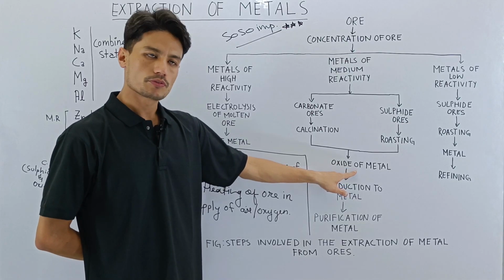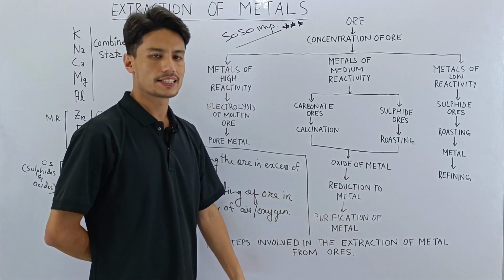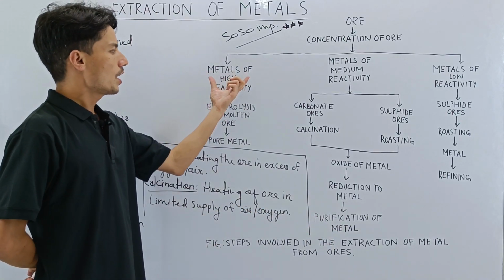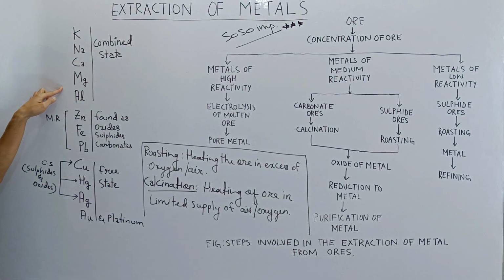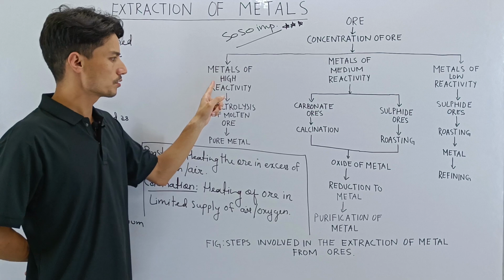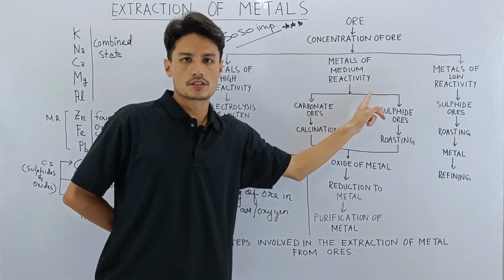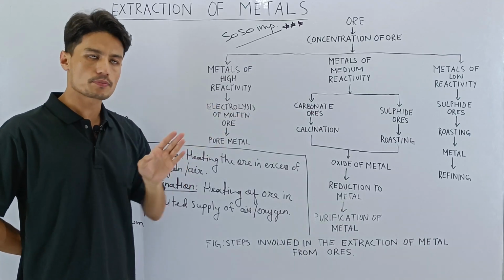After which both the steps will give us the oxide of the metal. This oxide of the metal will further undergo reduction. After reduction, we will go for purification of the metal, and that's how we get the metal. Then how do we extract metals of high reactivity, which means any of these five? These are very reactive metals. So these two processes will not work with these five metals. So for them, a totally different procedure is there.